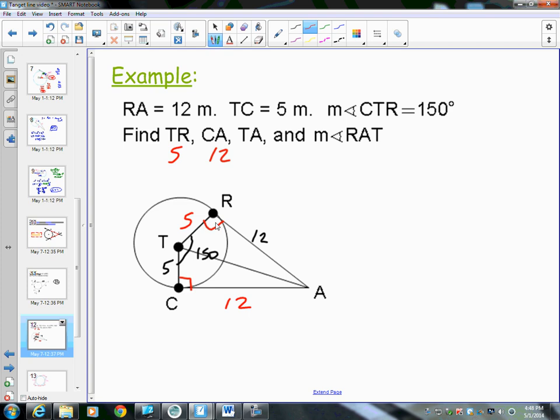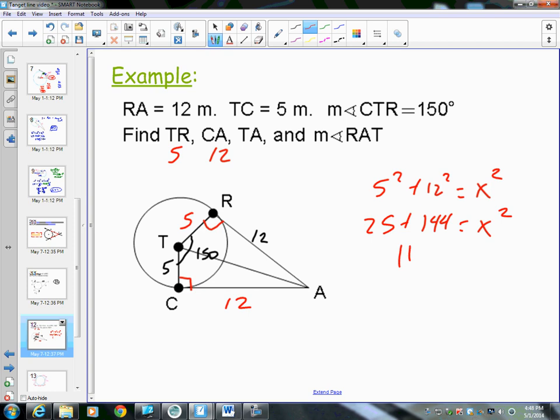Well, since this is a right angle, I make a right triangle, TRA. TR and RA connect together to make a right triangle. If I know two sides of it, we can find the third by the Pythagorean theorem. So we can say 5 squared plus 12 squared is equal to, I'm going to call it x squared, that's our segment TA. 5 squared is 25. 12 squared is 144. It's equal to x squared.